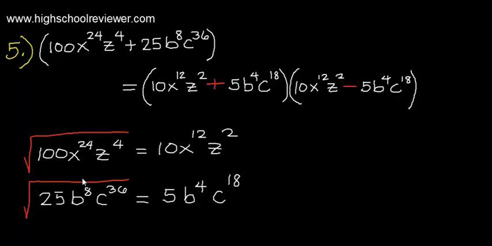The square root of 25 b raised to 8, c raised to 36: all the exponents are even, divide by 2. So the square root now will be 5 b raised to 4 and c raised to 18. And these are now our final answers.